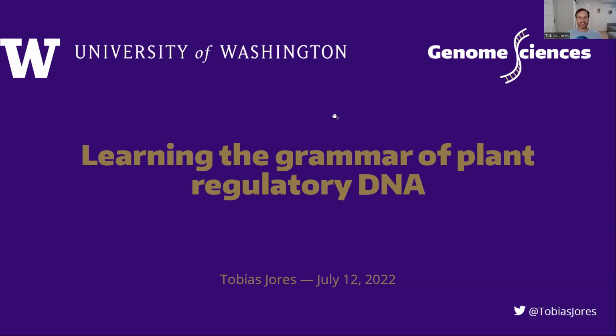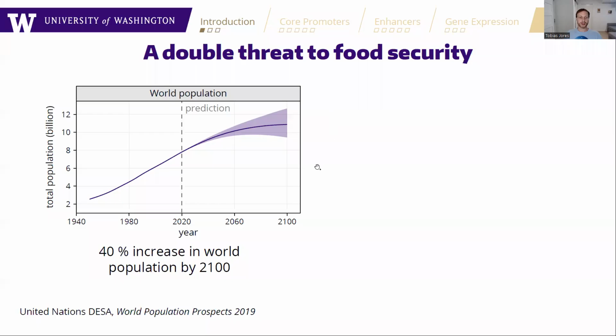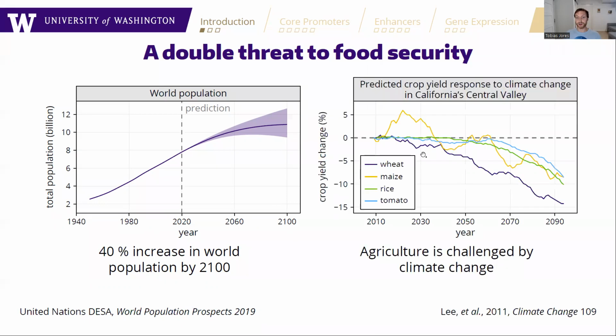And I want to start this with a look in the future. Predictions by the United Nations say that by the end of the century, there will be about an additional 3 billion people living on Earth. However, we're also living in a phase of climate change. If we look at the same time span at predictions of crop yields, we can see that the yields of most of our main crops are actually predicted to drop in response to climate change.